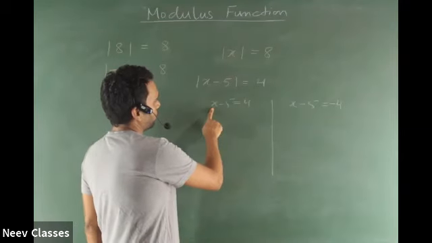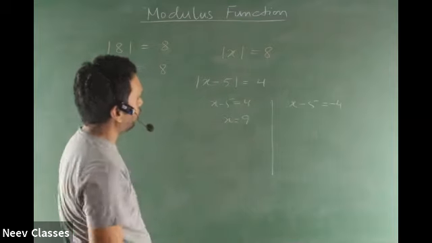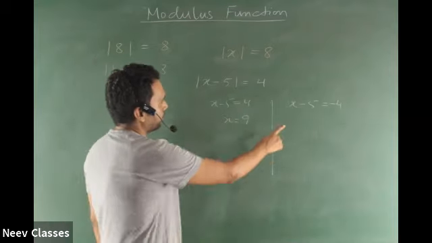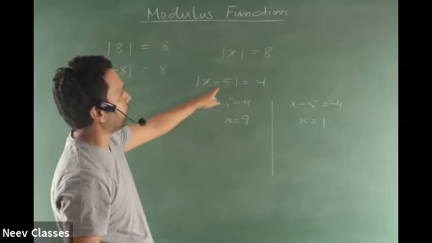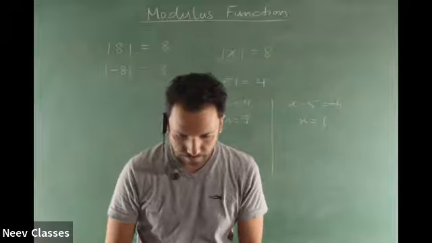So this one gives you x is equal to 9 for sure. 9 minus 5 is 4, and mod of 4 is 4, obviously. And this one gives you x is equal to 1. 1 minus 5 is minus 4 and mod of that is 4. Both are the right answers, right? So be really careful when you're answering.